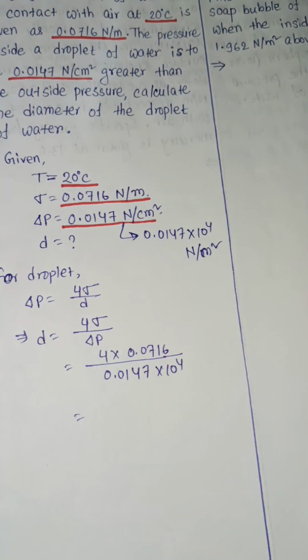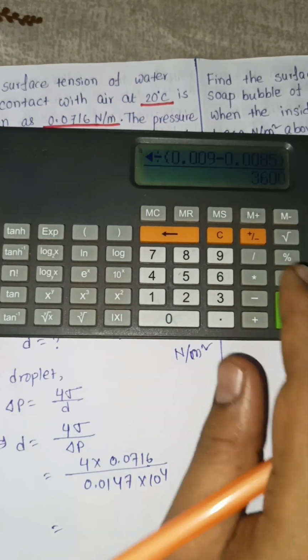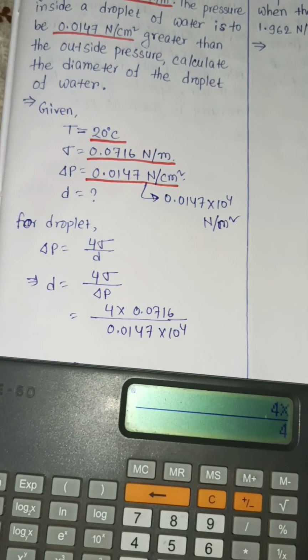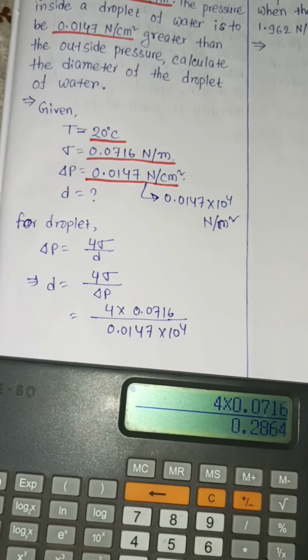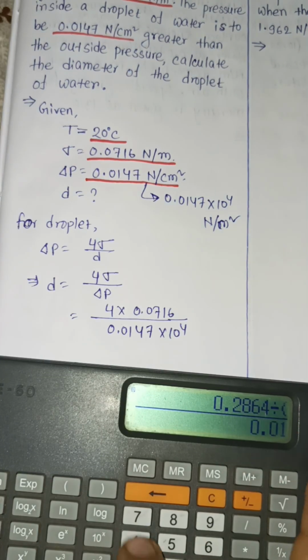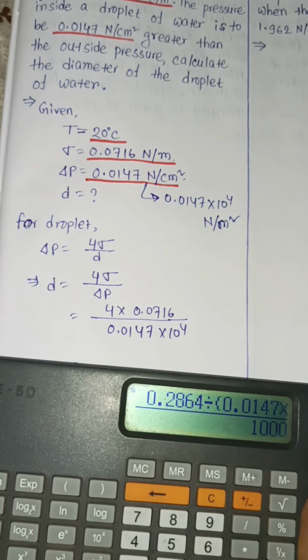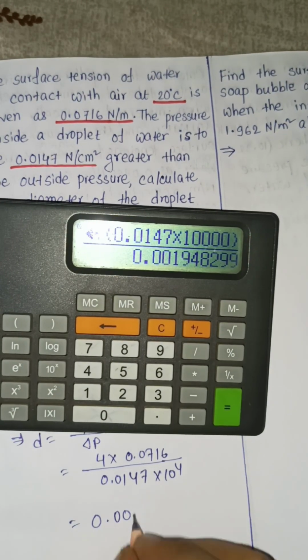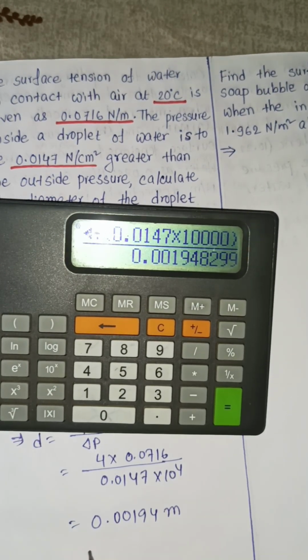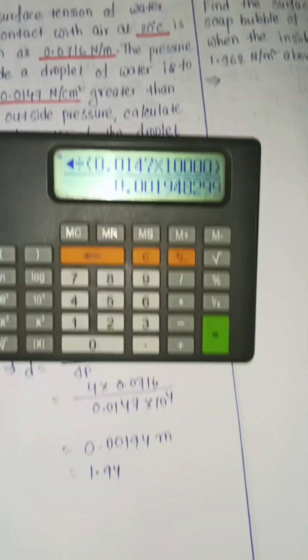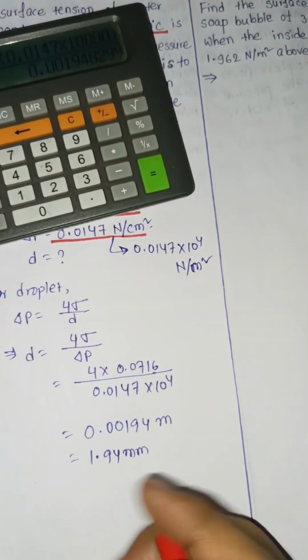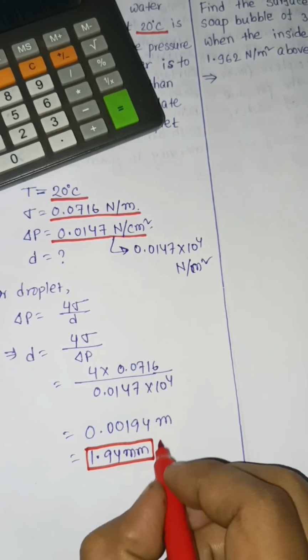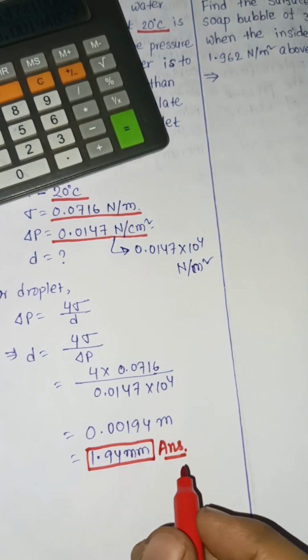So if you want to calculate this value, so 4 into 0.0716 divided by 0.0147 into 10 to the power 4. So the value will be 0.00194 meter. So this value will be 1.94 mm. So the answer will be the diameter of the droplet that is equal to 1.94 millimeter.